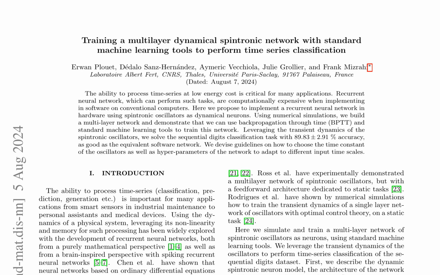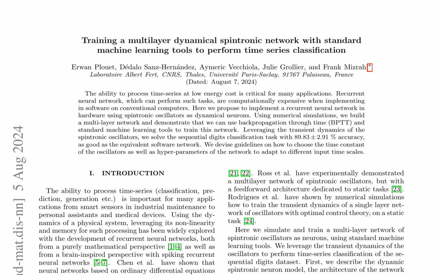The ability to process time series data is crucial for various applications, from smart sensors to personal assistants and medical devices. Recurrent neural networks, RNNs, are well suited for such tasks, but their software implementation is computationally expensive. This work proposes a novel approach to implement RNNs in hardware using spintronic oscillators as dynamical neurons.